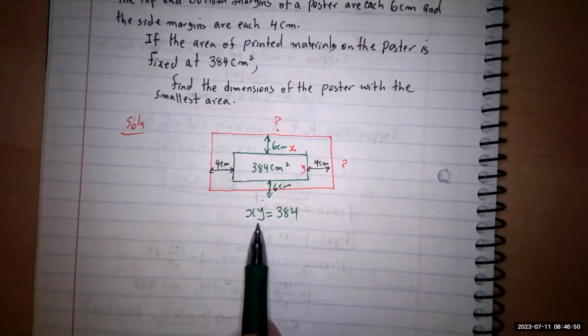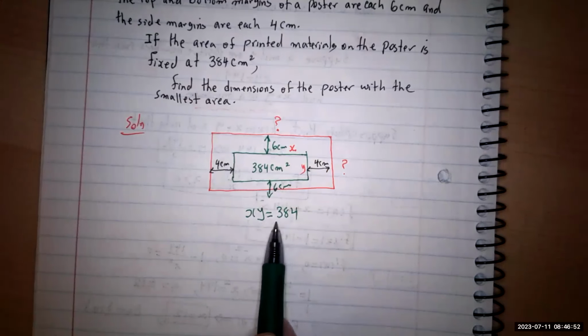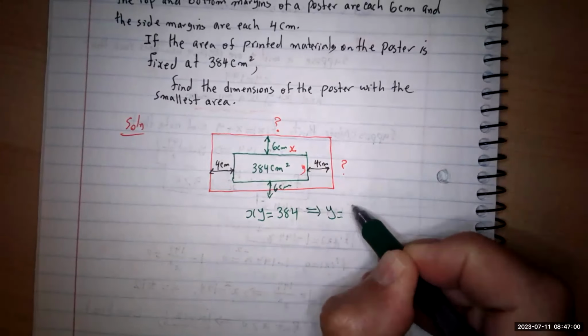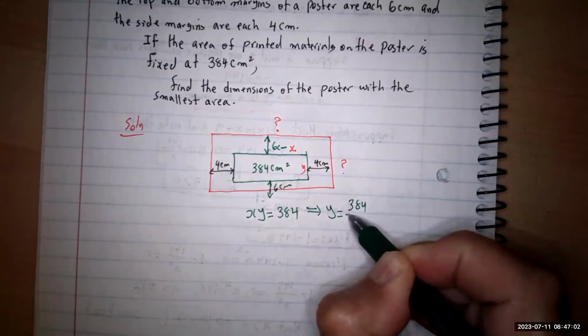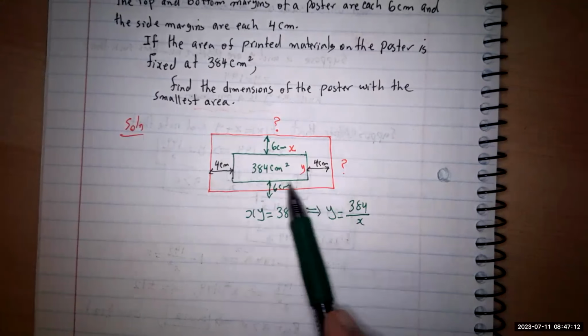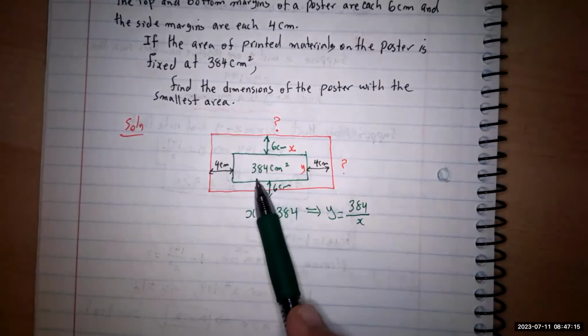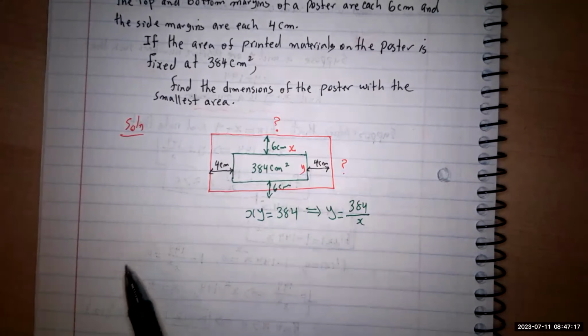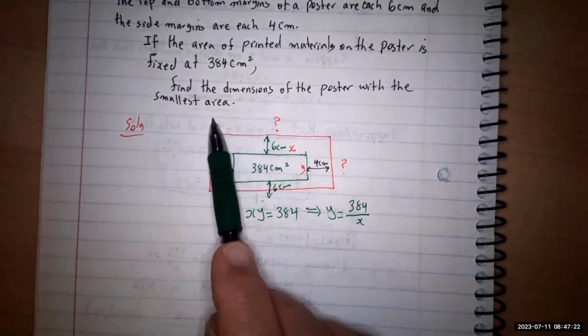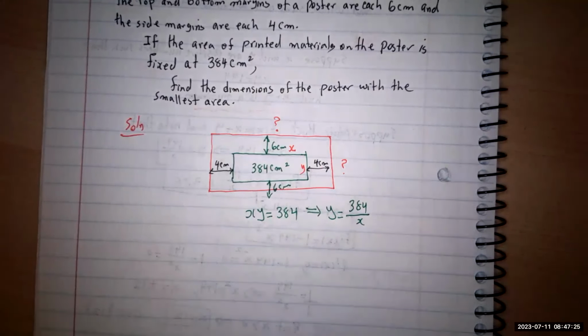Because then if you have X times Y, you can find Y quickly. You find Y from here, and that gives you 384 over X, which would be very useful. Any suggestion? Always try to pick variables that are close to the given information. But you may say, oh, I need the area of the poster because I want to introduce my function. Now let's see what's going to be the area of the poster.